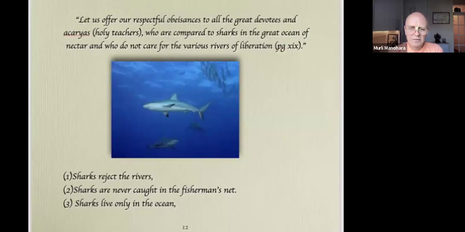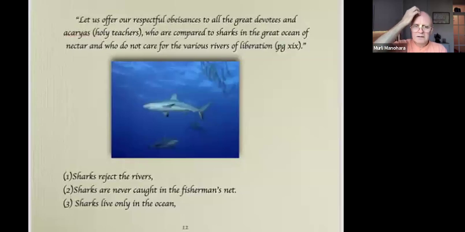Rupa Goswami writes this in a very poetic way. So in essence, sharks live only in the ocean. They don't live anywhere lesser. So this is indicating that devotees always relish the ocean of devotion. Ultimately they learn to relish and be absorbed in the ocean of devotion, and in that way they're not attracted to any lesser pleasures. The more devotees become practiced in relishing Krishna consciousness, the less they're attracted to the mundane pleasures of the world. So in that sense, sharks live only in the ocean; they reject the rivers.